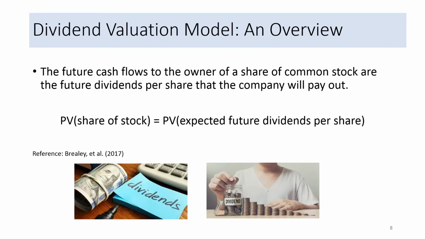After learning about the limitations of accounting-based valuation, we shall move on to the dividend valuation model. The future cash flows to the owner of common stock are the future dividends per share that the company will pay out. Thus, based on the logic of present value and discounted cash flow concepts, the value of a share of common stock today is equal to the present value of all expected future dividends per share that it is expected to provide.